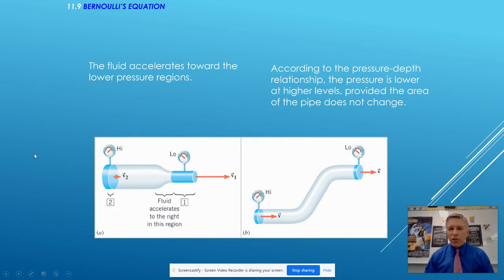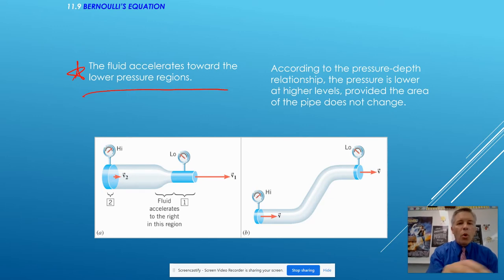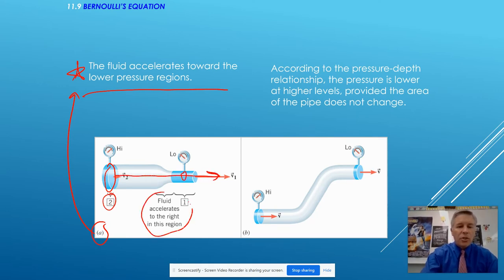Before we get into the Bernoulli equation, though, we need to talk about a couple of things dealing with fluids. First off, fluids are going to accelerate as they go toward a lower pressure region. Looking at A here, we know from the equation of continuity that if I have a wide pipe that then narrows down, the fluid is going to go faster in the narrow section than the larger section because the volume flow rate has to stay constant. This is a larger cross-sectional area 2, and this is a smaller cross-sectional area, so it's going to go faster. So it's accelerating to the right.